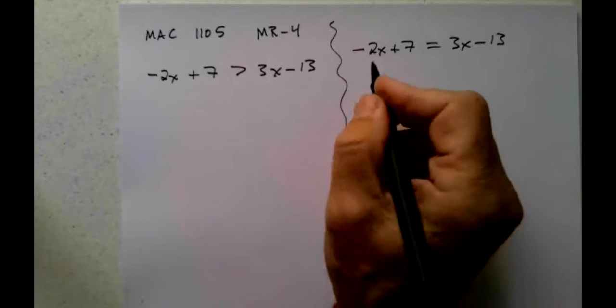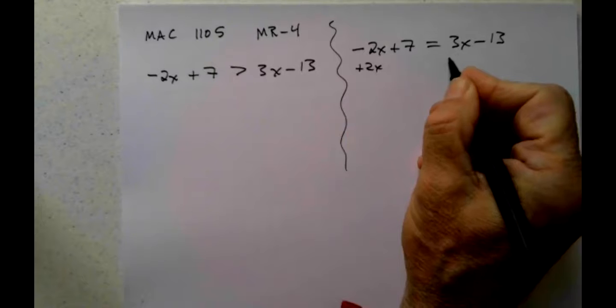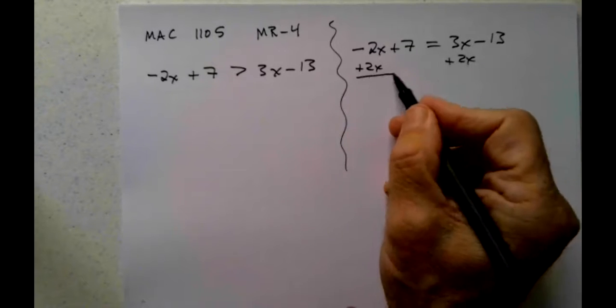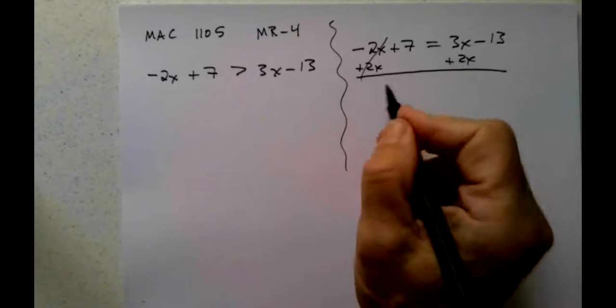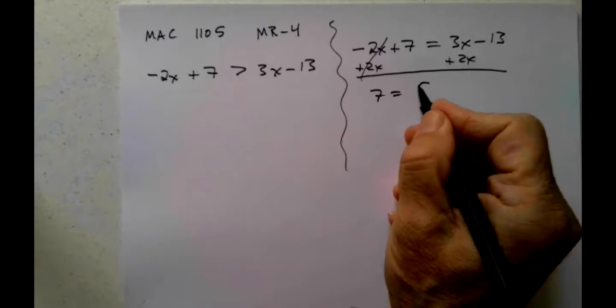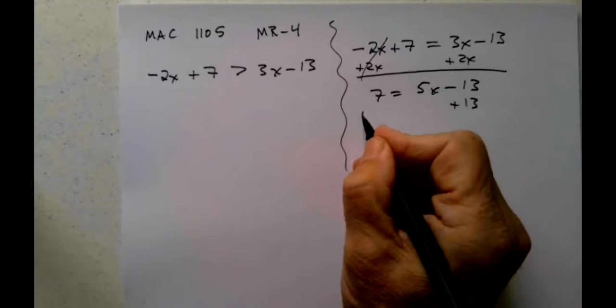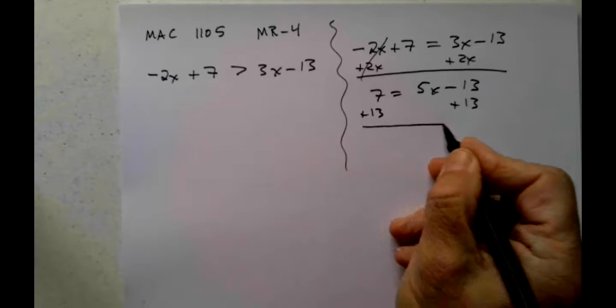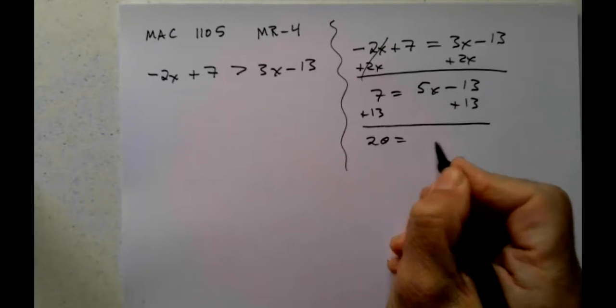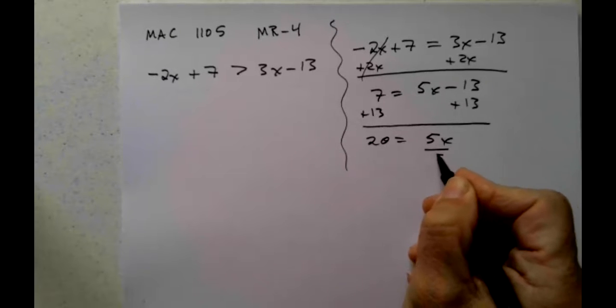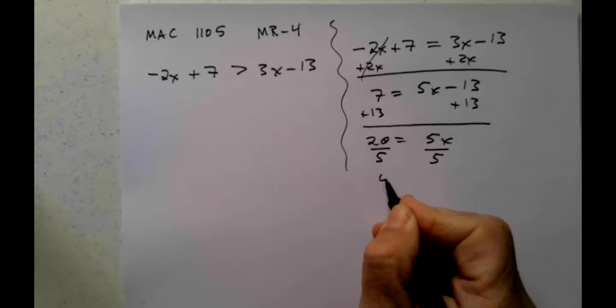Let's get all the x's on one side. I'm going to choose to add 2x to both sides. 0 plus 7, 3x plus 2x is 5x minus 13. Add 13 to both sides, and I get 20 is 5x. Dividing by 5, I get 4 is x.